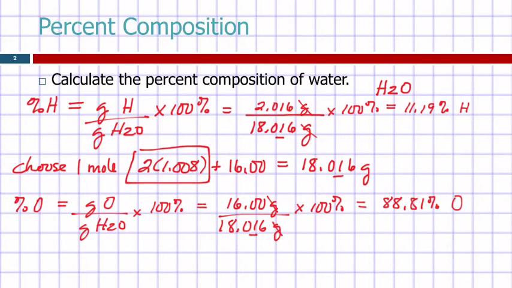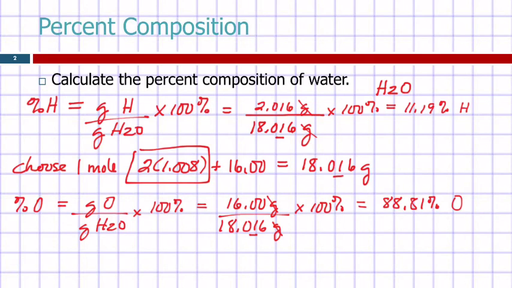So in any sample of water, 11.19% of it by mass is hydrogen, and 88.81% of it by mass is oxygen. When you look at the formula for water, H2O, there are twice as many hydrogen atoms as there are oxygen atoms. But the oxygen atoms are about 16 times heavier than the hydrogen atoms. So by mass, there's a lot more oxygen in water than there is hydrogen.